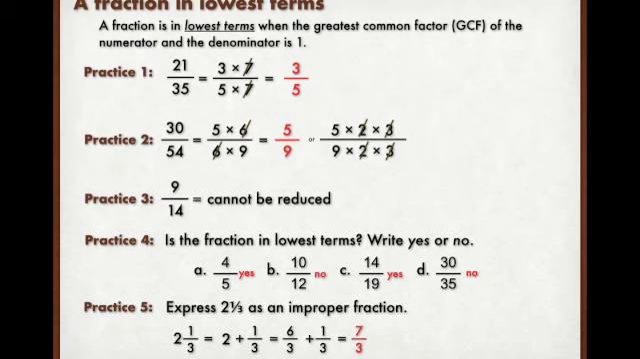So let's go ahead and we'll focus a little more on these improper fractions as well. Now I can also do 3 times 2, which is 6 plus 1. And that would still give me 7 over 3.